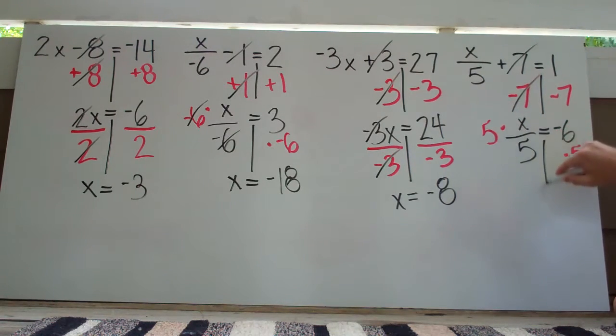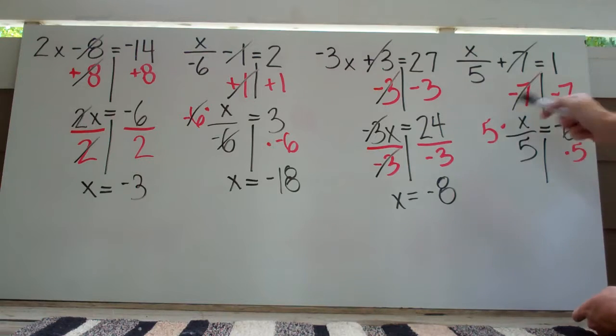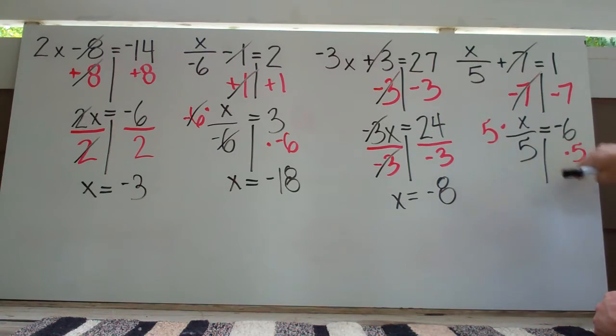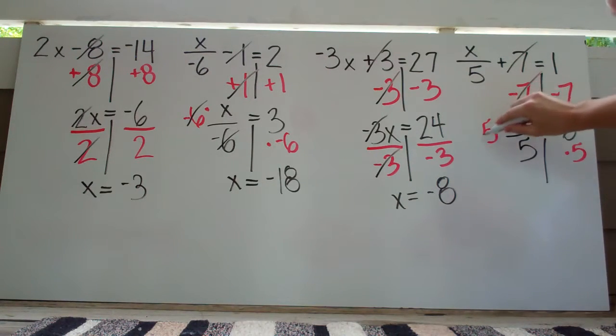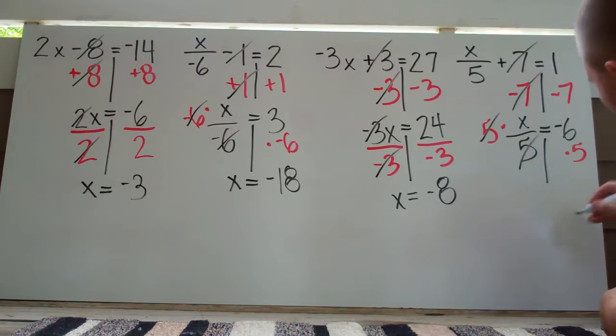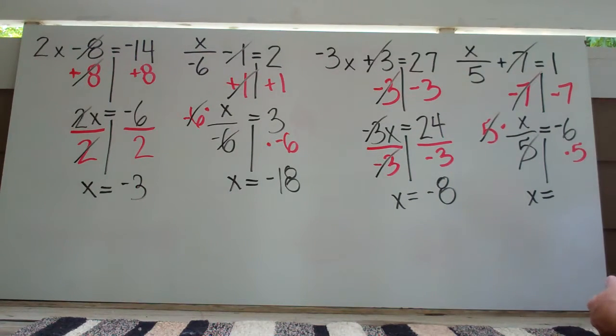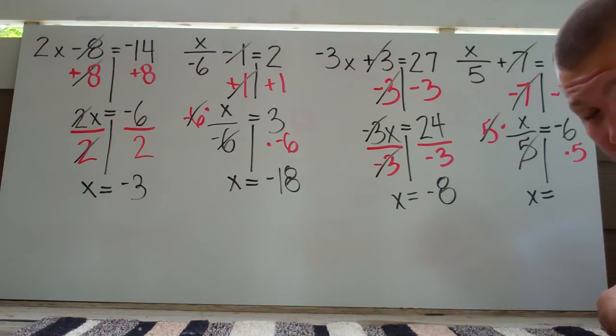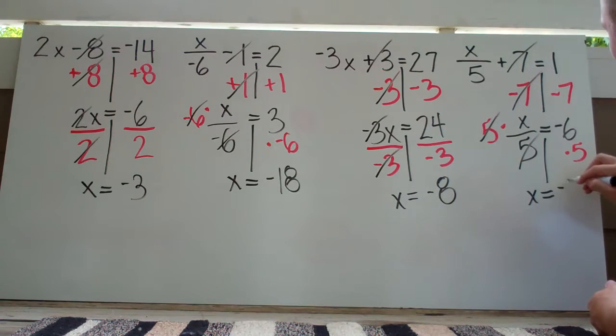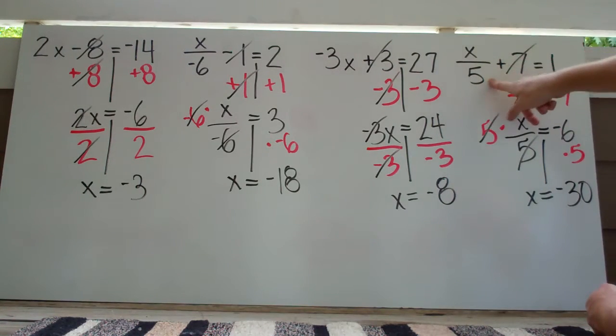Again, I'm going to draw a line to make sure I remember which side is the left, which side's the right. These are going to cancel out, these 5s, so that all I'm left with is that lovely x. And then over here I just have to do negative 6 times 5, and I'm going to get negative 30. Okay, there's my answer.